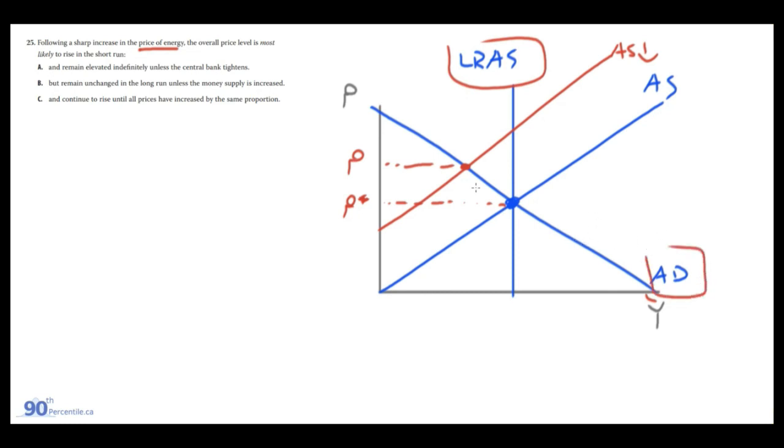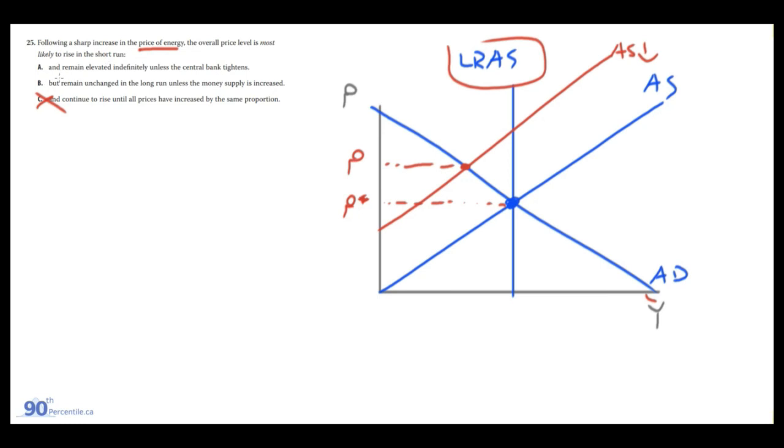So for price levels to change indefinitely in the long run, we're going to need either a shift in LRAS or aggregate demand. So just looking at the answers here, we start from the bottom. The prices will rise in the short run and continue to rise until all prices have been increased by the same proportion. No, they're going to end up where they were. Like I said, we're going to end up right back here.